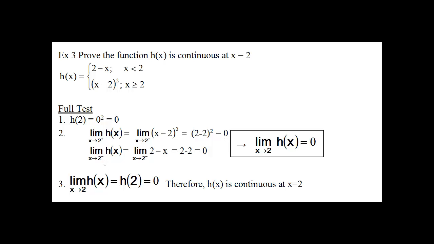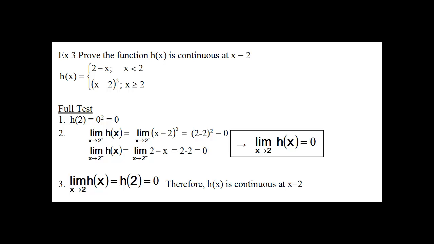Now the left-hand limit. As x approaches 2 from the left side, all the values of x are less than 2. We use the top equation for values of x less than 2. Evaluating the limit, we replace x with a 2 and we get 0. Because the right-hand and the left-hand limits are equal, the two-sided limit exists.